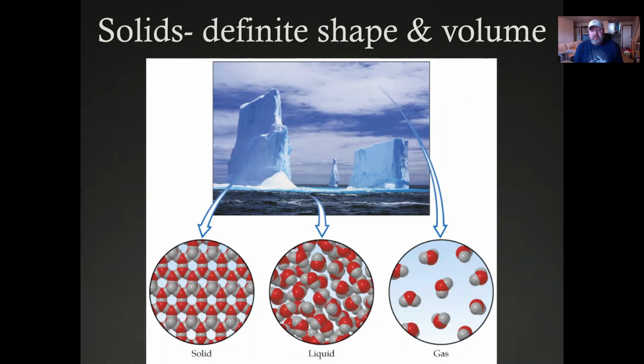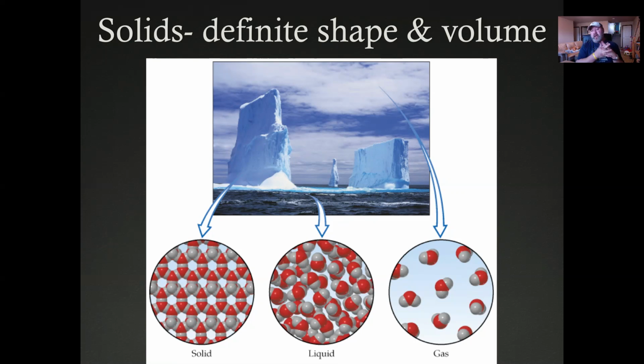Okay, solids are a different type of material, obviously, than liquids and gases. And what makes them solid is the fact that the molecules or the particles that make them up are tightly packed together. They aren't able to slip and slide around one another. And because of that, they have a definite shape and they have a definite volume.